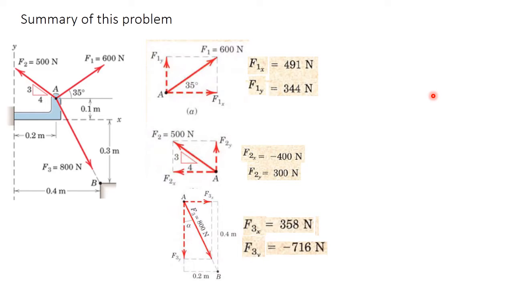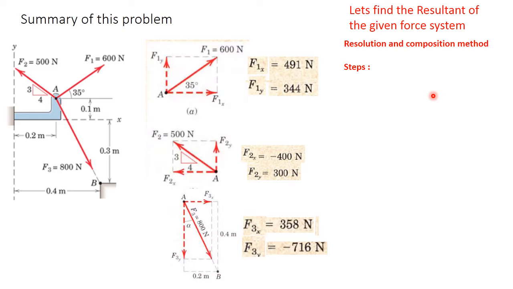Now, if I want to find the resultant of these three forces, there are very simple steps. First, you have to split all the forces into their nearest x and y axes in their quadrant and find the value or magnitude of these components. This is the first step: resolve all the forces horizontally and vertically, as we did here.